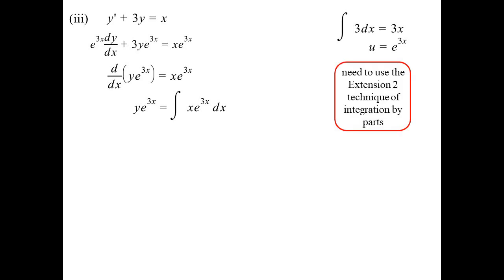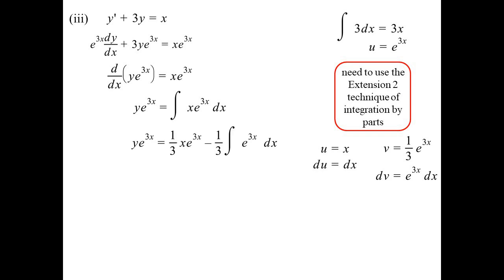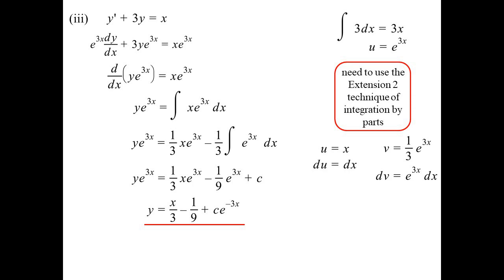Now, I've put this example in, but if you think about it, you're not going to get this question in extension 1. Because to integrate the right-hand side, x e to the 3x, I'm going to need integration by parts to do that. And that's an extension 2 technique. So let's do it. So u will be x, du will be dx, dv is e to the power of 3x. So we get uv minus the integral of v du, and then we'll divide everything by e to the power of 3x, and we come up with our answer. But as I say, extension 1 wouldn't see one like that, for obvious reasons.